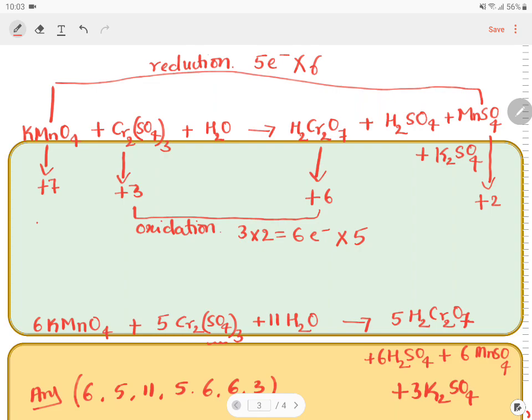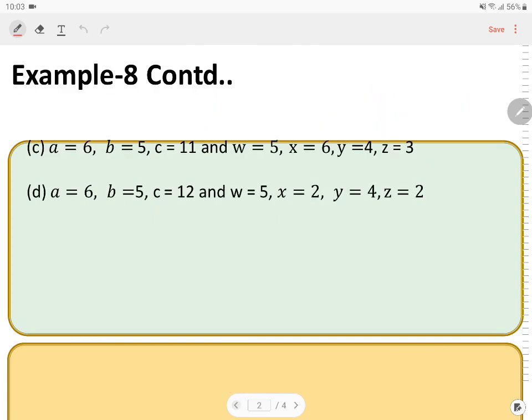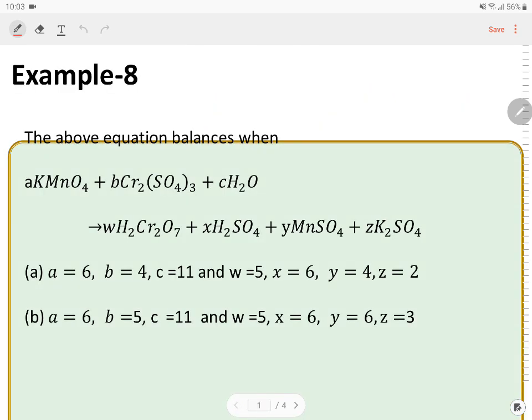So let us come back to the question and see what the answer is. 6, 5, 11, 5, 6, 6 and 3. Therefore, the answer is B.